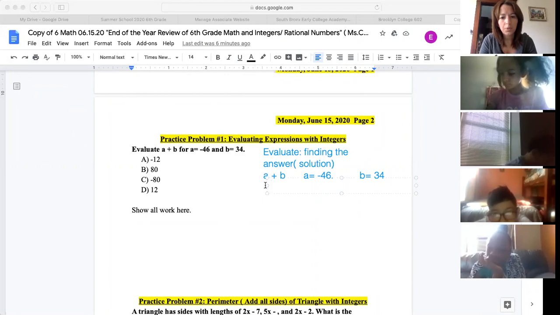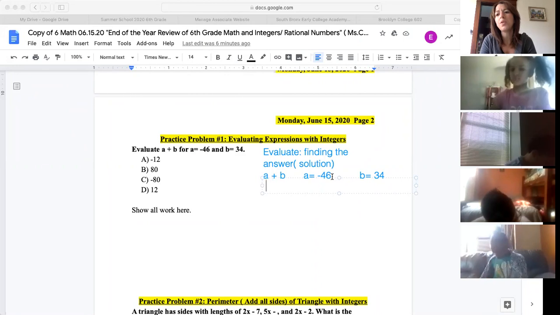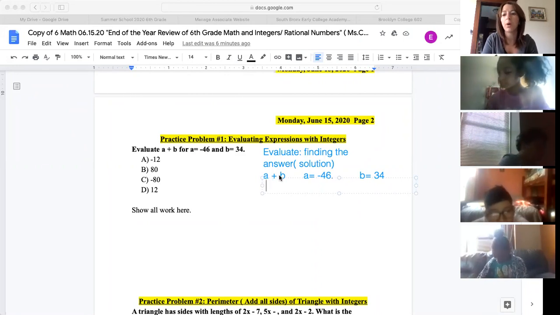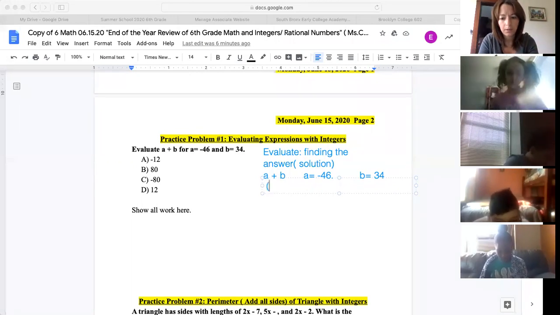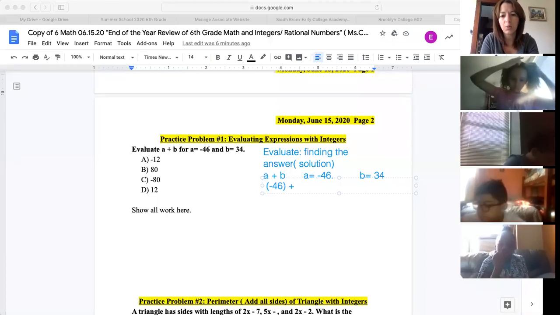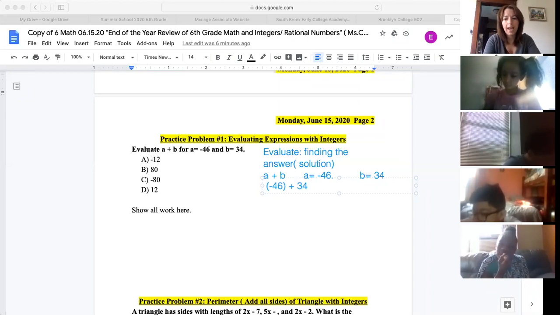Right. So now what we're going to actually do, guys, is we are going to substitute the number in place of the variable, going back to algebra. So in place of A, Kira says we put negative 46. Then we're going to add, what is B equal to? 34. Now it's going to equal a number.